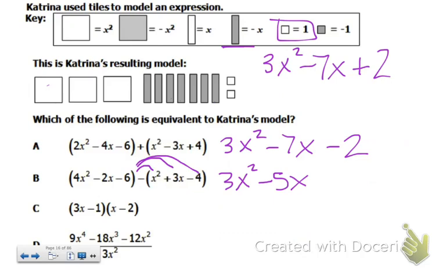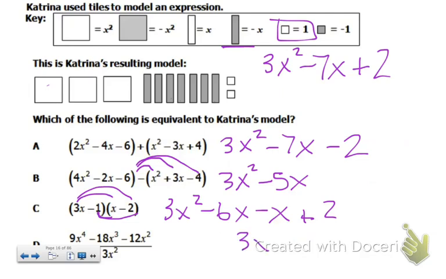C, again, we're multiplying out. You can draw the boxes. This time I'll FOIL. So 3x squared minus 6x minus x plus 2. Well, negative 6 minus 1 becomes 3x squared minus 7x plus 2. So that does match. I would double check the last answer just to make sure.